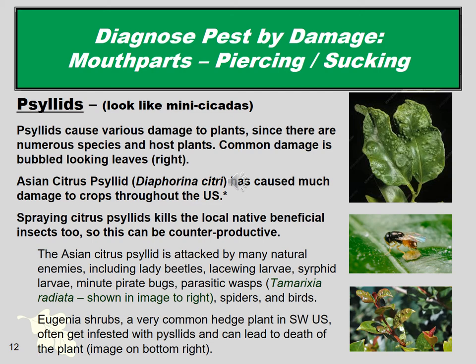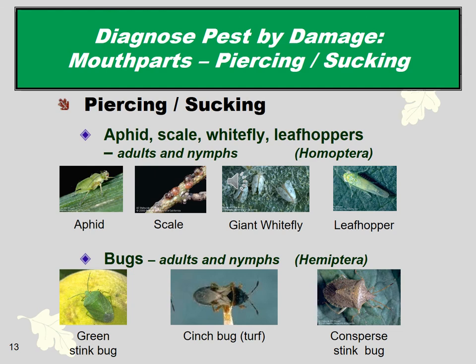So a lot of these chemical methods are not targeted to a specific pest. They are broad spectrum, killing many insects, including all the beneficial ones. So we have to be really careful using them. Some other piercing insects are aphids, scale, whitefly, and leafhoppers. Also bugs, which are in a different category: green stink bug, chinch bug, and consperse stink bug.